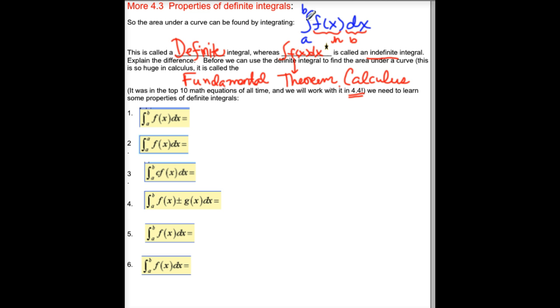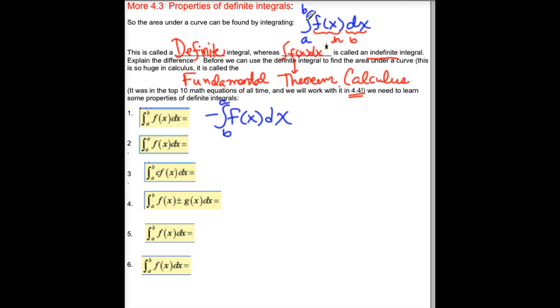But first of all, we're going to have some properties today, and that'll be basically it. The first one: when I integrate from a to b, it's exactly the same as if I change the limits of integration and go from b to a, but then I need to throw a negative correction out front.